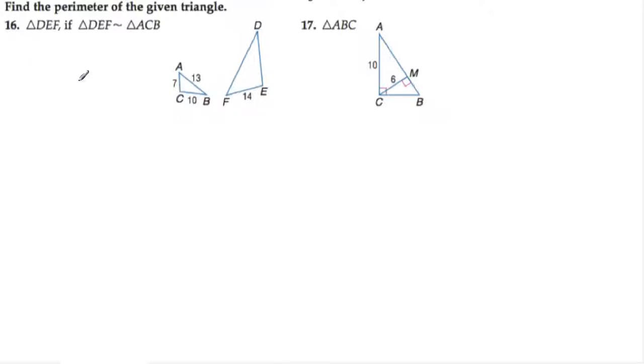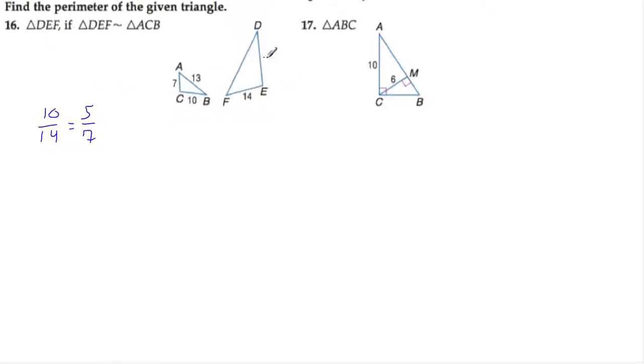All right, and then these two, we want to find the perimeter. Well, in order to find the perimeter, we need to find all of these sides. So here we want to find the perimeter of DEF, but we only know one side. However, we can see that EF is similar to CB. So that means that 10 to 14 is the scale factor. That's the same as 5 to 7.